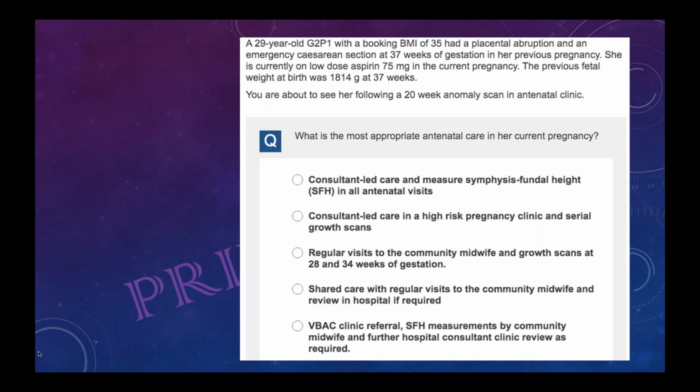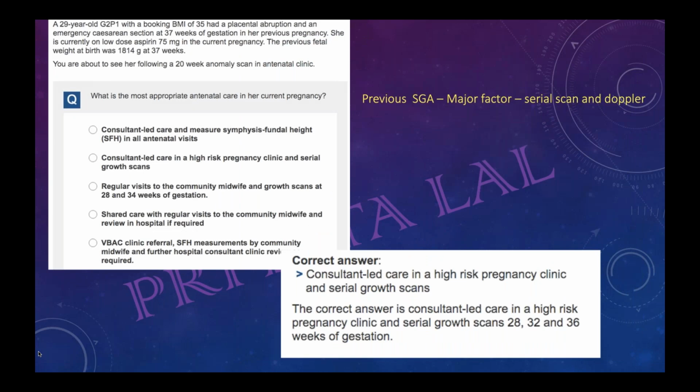Answer: consultant-led care in a high-risk pregnancy clinic and serial growth scans. Yes, very good. So what is the explanation? Previous SGA. We already know that previous SGA is a major risk factor, and if a major risk factor is there, we have to do serial scans and umbilical artery Doppler. So the answer becomes this. Very good.